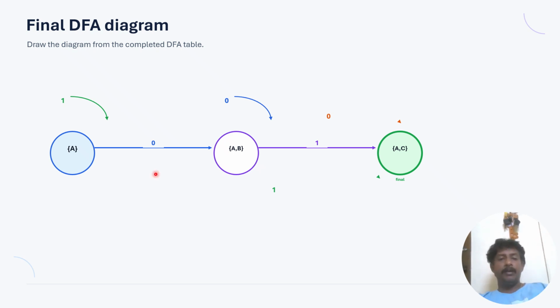From AB, input 0 goes to AB, and input 1 goes to AC. From AC, input 0 goes to AB, and input 1 goes to A. So the table is our guide. Don't draw by guessing. Always draw by the complete table.